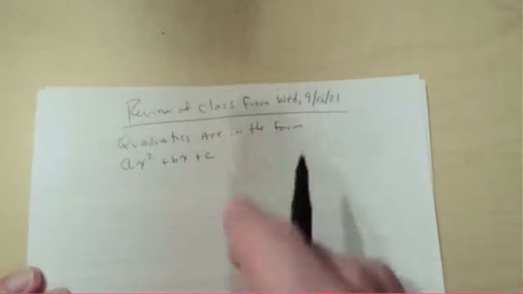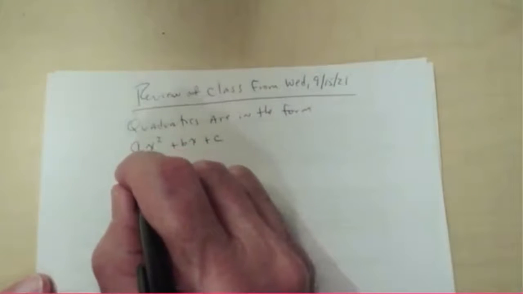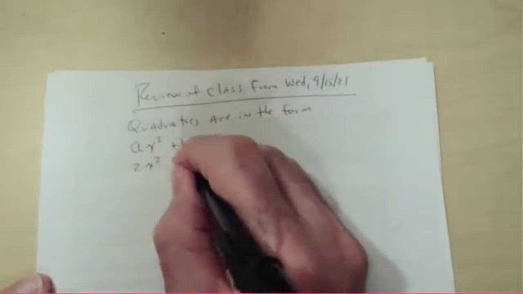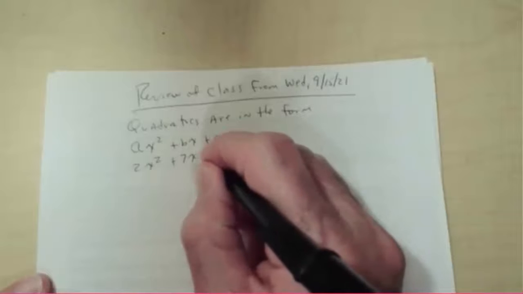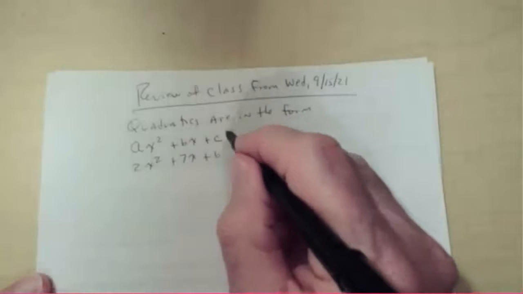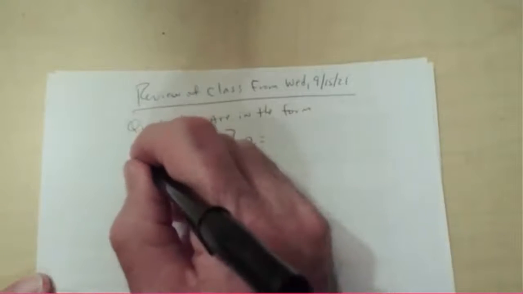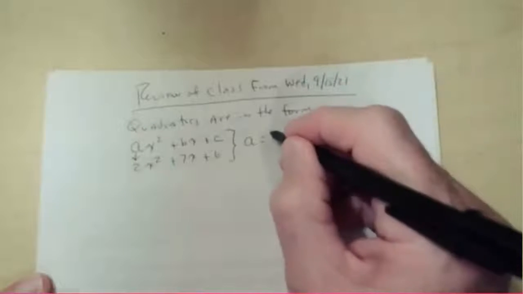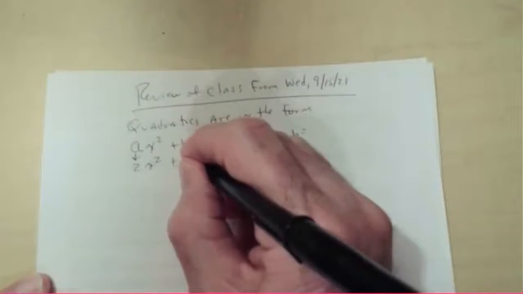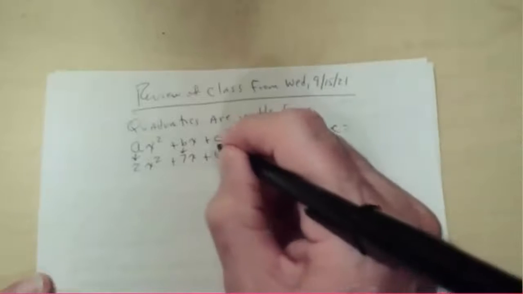So if we have 2x squared plus 7x plus 6, if we have this, then A would be 2, B would be 7, and C would be 6.